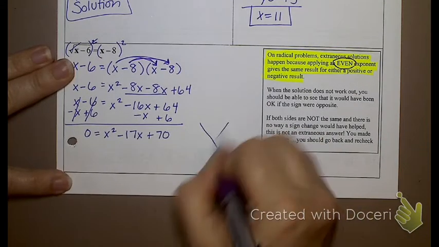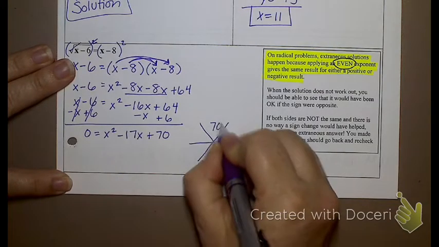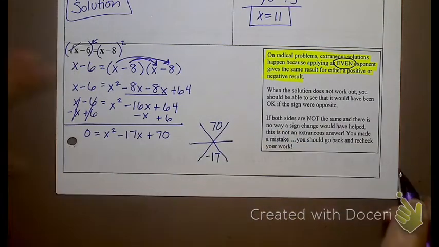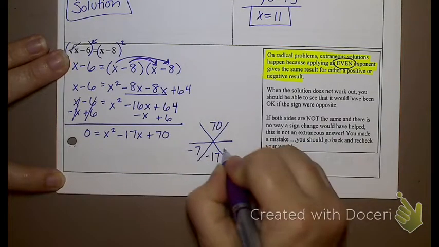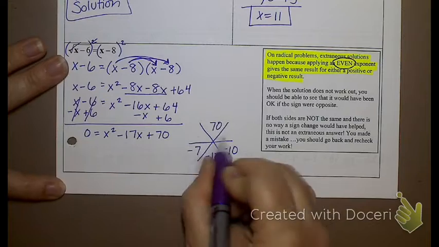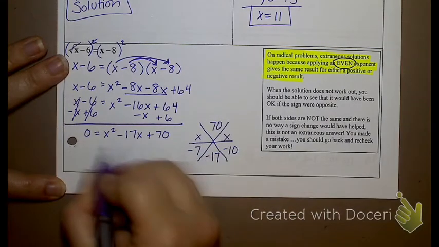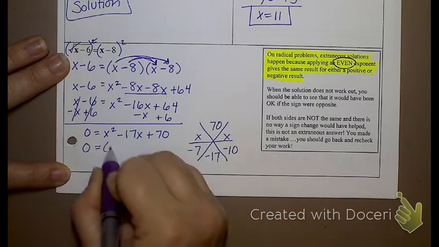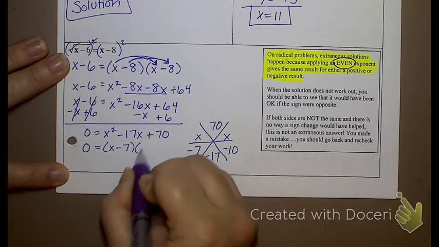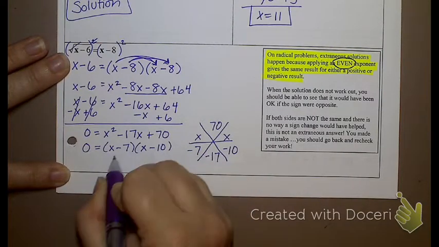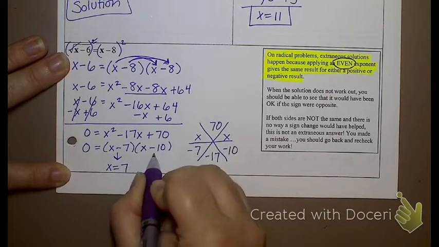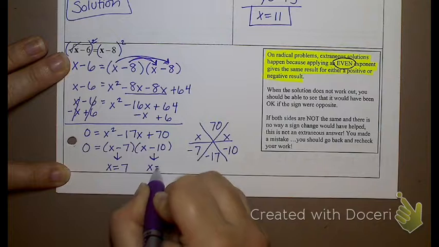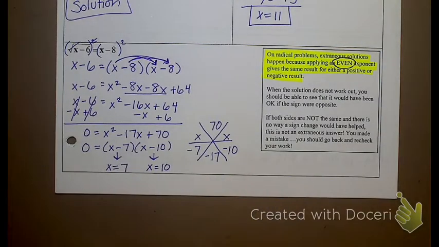So if I factor this, 70 and negative 17, what are two numbers that multiply to get 70? Negative 7 and negative 10. So 0 equals x minus 7, x minus 10. What's my answer here? x equals 7, and from here, x equals 10. Do I need to check my answer? Yes, because it was a square root.